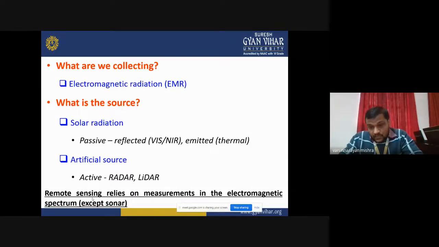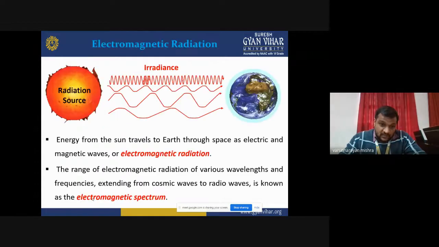What is electromagnetic radiation? What are the characteristics of electromagnetic radiation? So the energy coming from the sun is a kind of electromagnetic radiation, or in short, we call it irradiance. Irradiance is the amount of energy coming from the sun that is reaching the earth's surface. So the energy coming from the sun travels through the atmosphere, reaching the earth's surface, and it passes through the atmosphere.